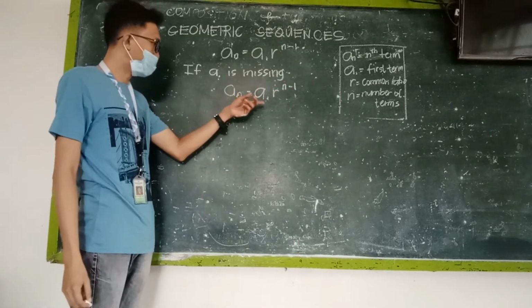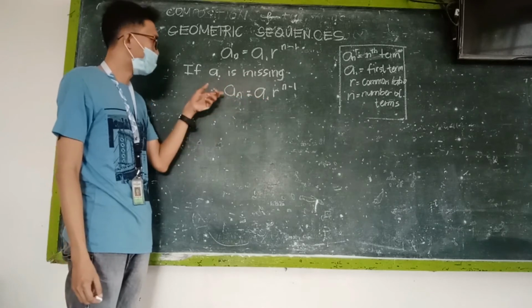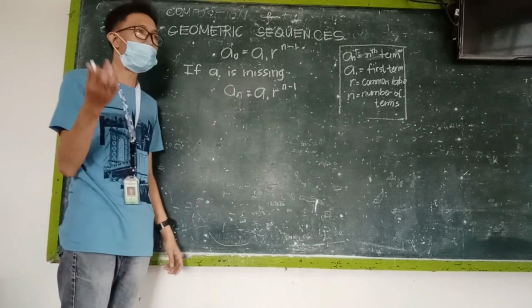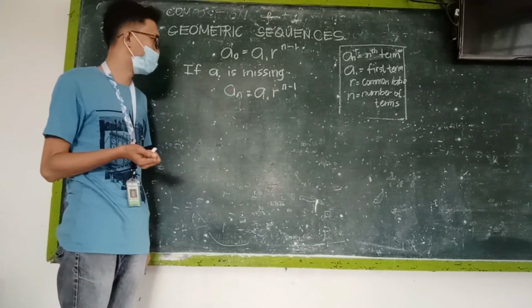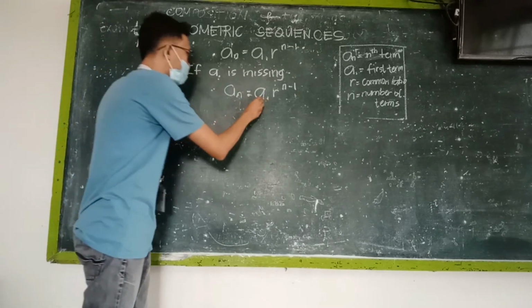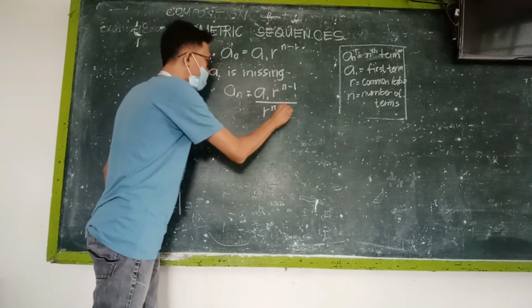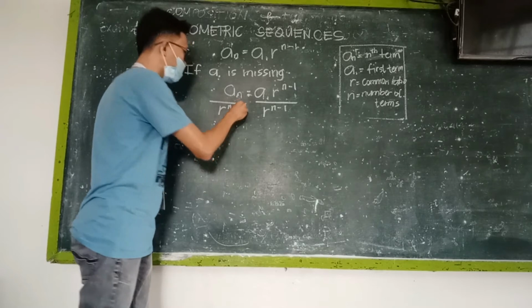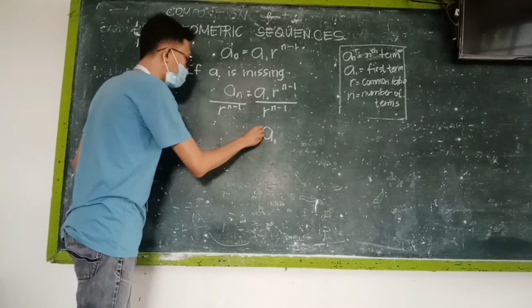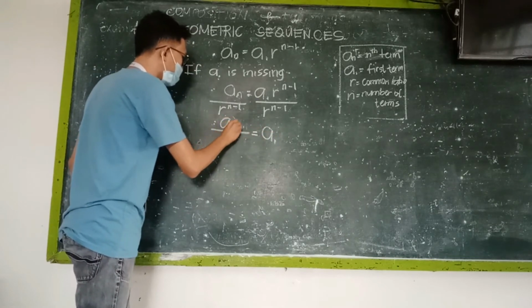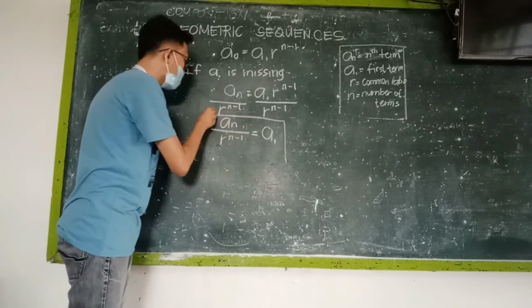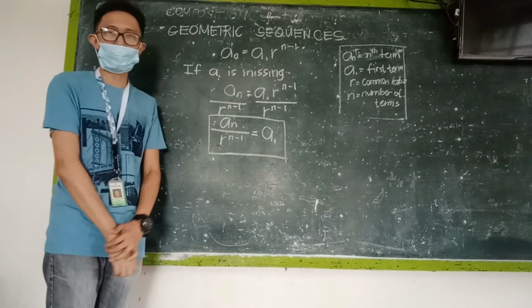So i-divide natin. Anong i-divide natin kapag gusto natin na a sub 1 ang matitira? Tandaan natin, we are dealing with multiplication operation. So hindi tayo dapat mag-subtract o mag-minus. So it's either multiply or divide. So in this case, i-divide natin both sides of the equation by r to the power of n minus 1. Para ma-cancel out, so ang a sub 1 natin is equal to a sub n all over r to the power of n minus 1. So ito ang formula kapag a sub 1 ang nawawala.